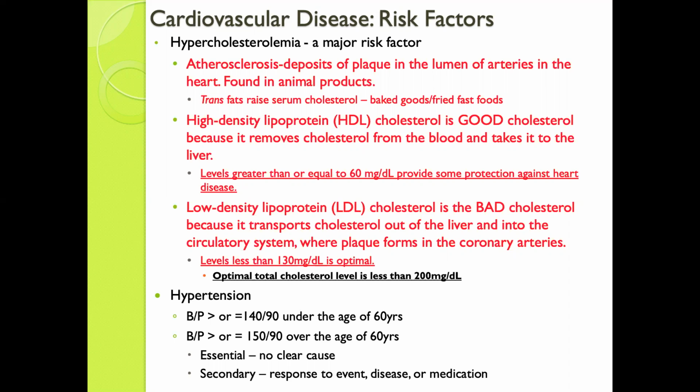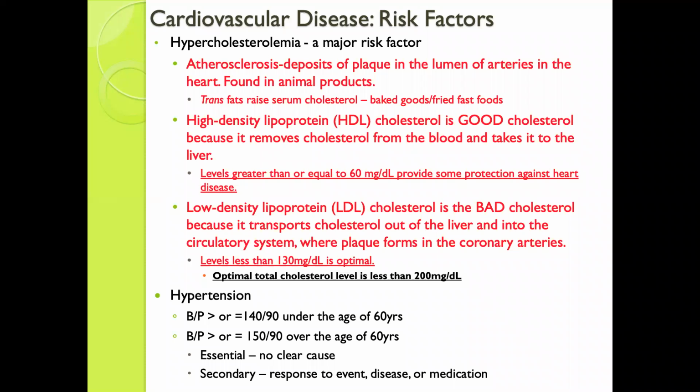High density lipoproteins are the good cholesterol, and what they do is move the cholesterol from the blood to the liver to be cleared. So if your HDL levels are high, that means you're sort of in scrubbing mode. Levels greater than or equal to 60 milligrams per deciliter provide protection against heart disease, so we like those levels to be at that level or higher.